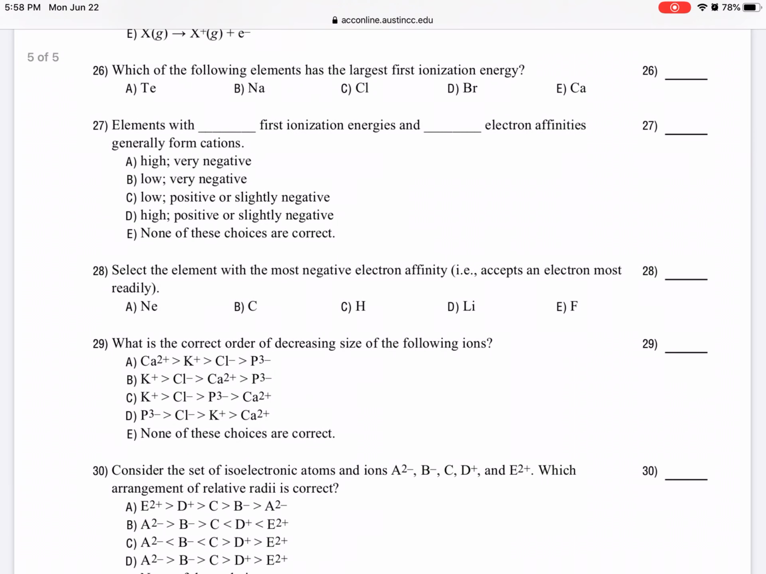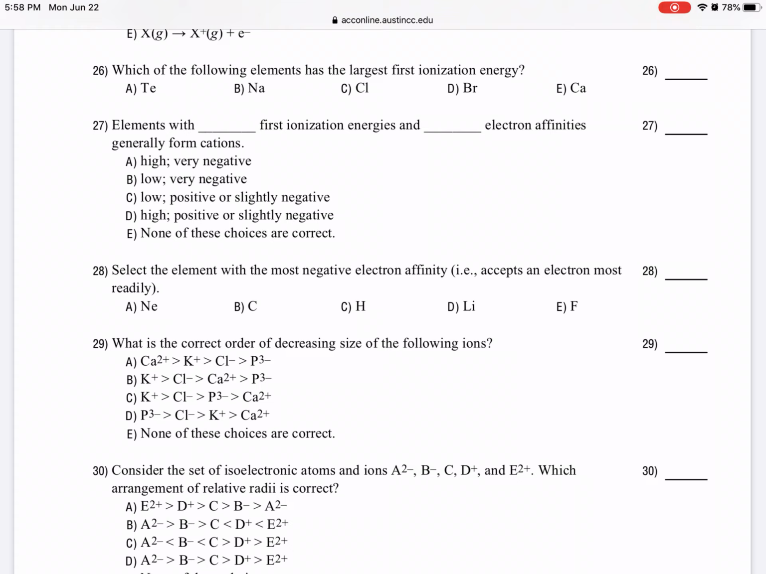Okay, number 26. Elements with first ionization energies and electron affinities generally form cations. So cations means the metal side of the periodic table, and they normally have very low first ionization energy. So that's why metals lose electrons. So we have to choose the one that says low. So either B or C.